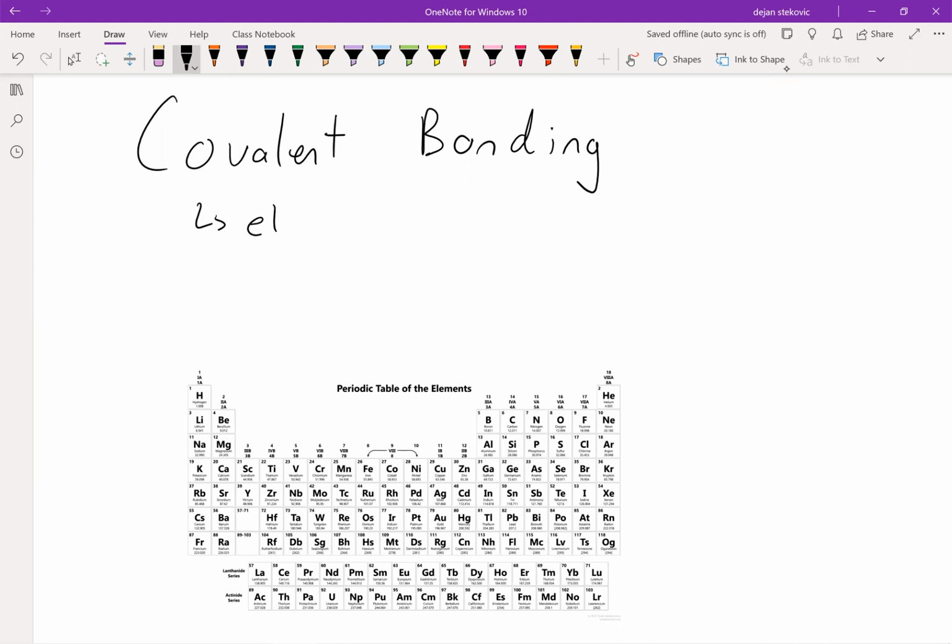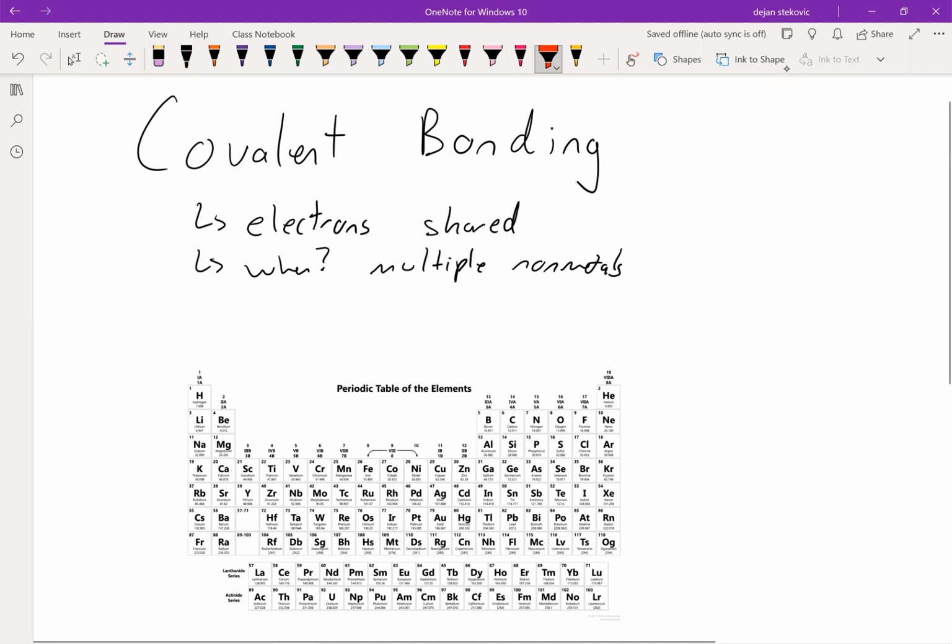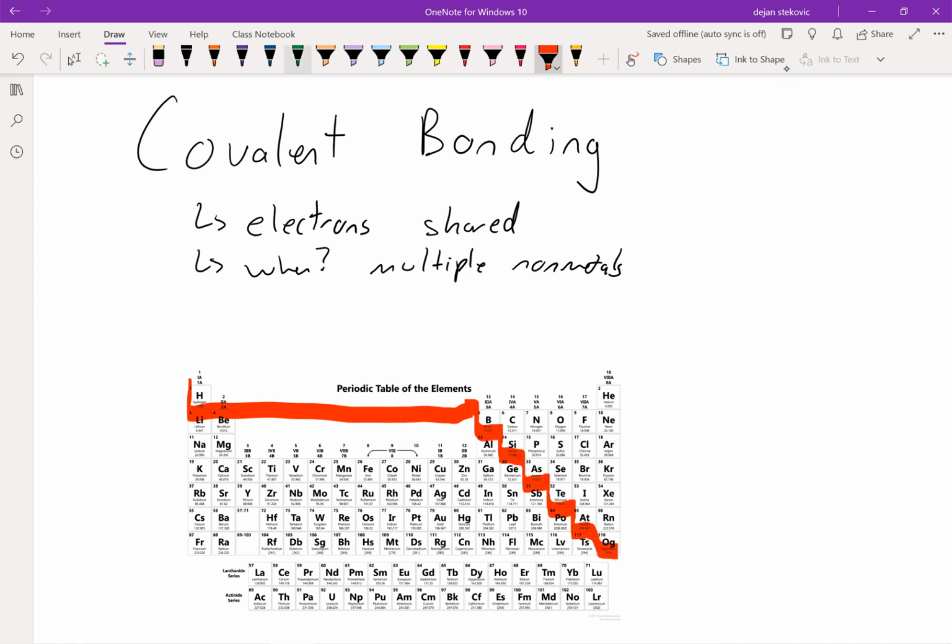And so naturally we want to know when this occurs. This occurs when we have multiple nonmetals. Right, so one or more nonmetals. Again, drawing our little staircase. It's when we have multiple of these atoms combining with themselves.